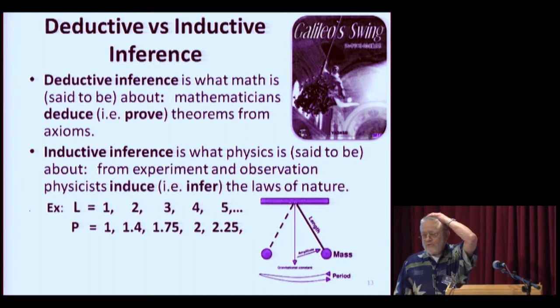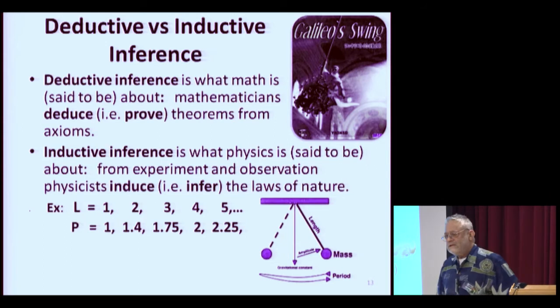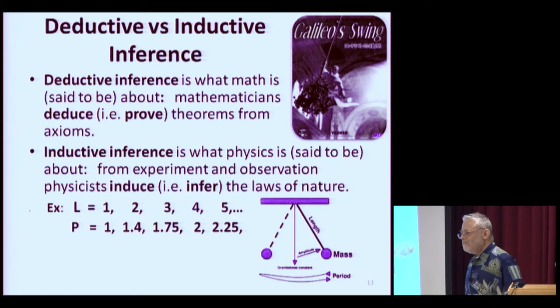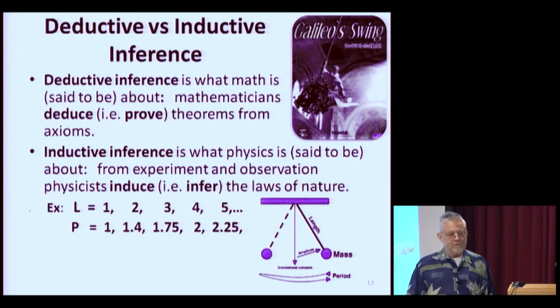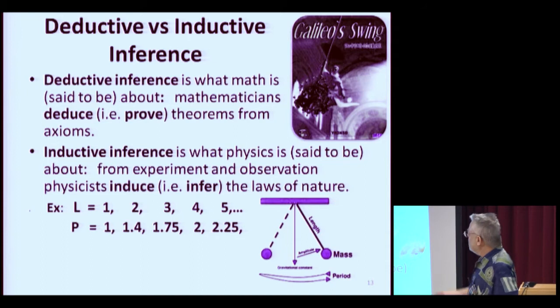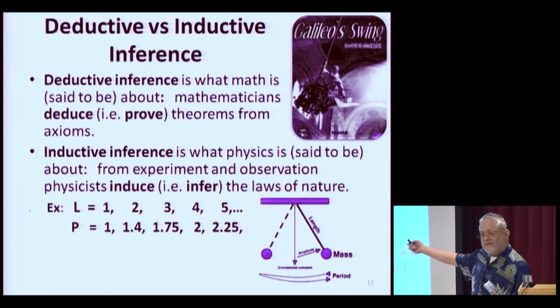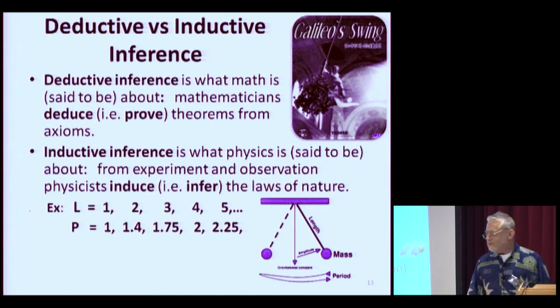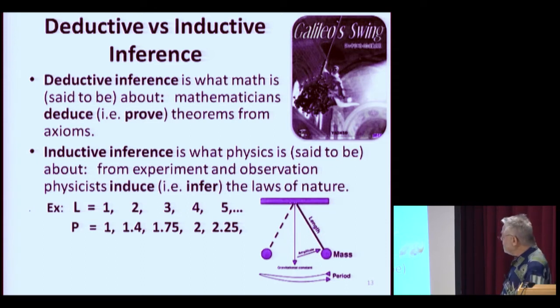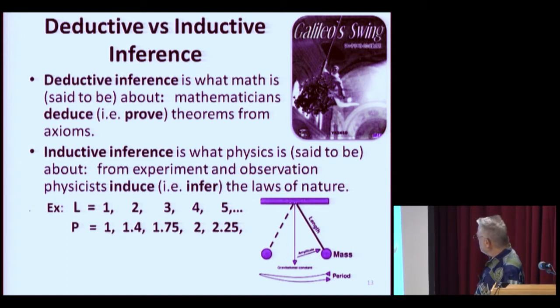So I'm going to talk about deductive versus inductive inference. Most of what mathematicians do is called deduction. You know, you prove theorems. It's great. It's wonderful. The proofs are lovely, and I love them. But of course, it's not the only thing that mathematicians do, but it's mainly what they're thought to do. And inductive inference is what physicists are said to do. It's not the only thing. They do a lot of deductive inference too, but inductive inference is from experiment and observation, inferring the laws of nature. And so this is Galileo swinging on his chandelier.